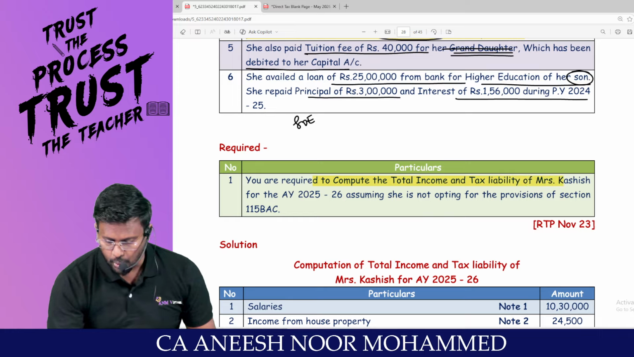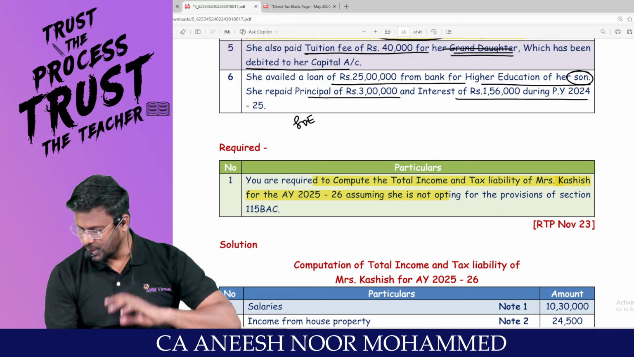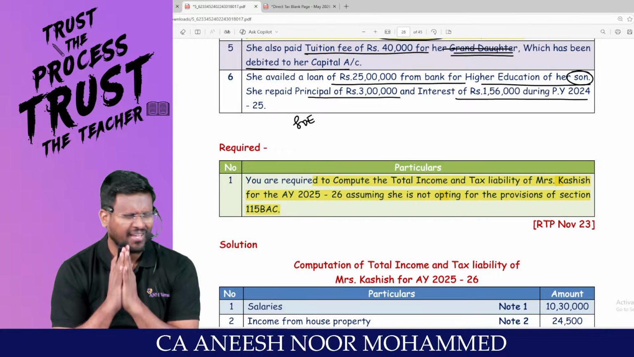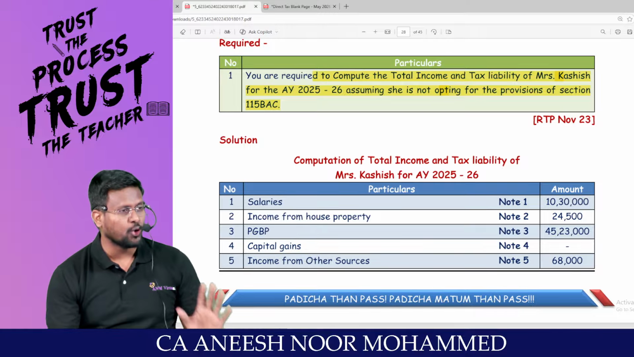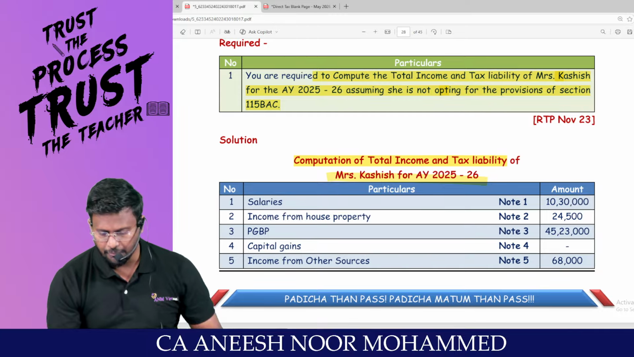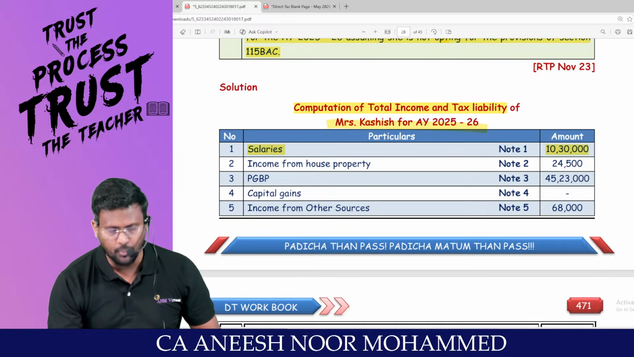Required: you are required to compute the total income and tax liability of Mrs. Kashish for assessment year 25-26, assuming she is not opting for the provisions of 115BAC. That means she is going to travel only through the optional regime. A straightforward, beautiful question. Can we knock it off? Computation of total income and tax liability of Mrs. Kashish for assessment year 25-26. Salary computation we are going to make.